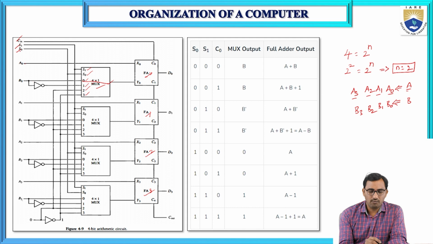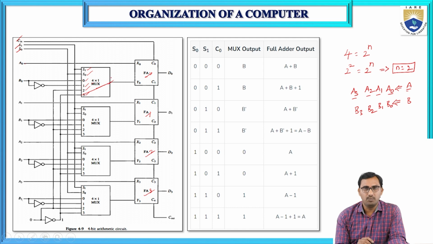Similarly, if 0 1 is there, then the first input will be connected to the output, and if 1 0 is there, the second input will be connected to the output, and if selection lines are 1 1, then the third input will be connected to the output. So in this way, any one of the inputs will be connected to the output at one point of time.